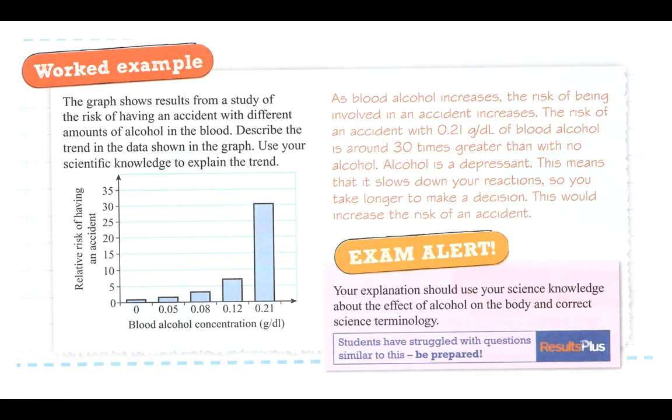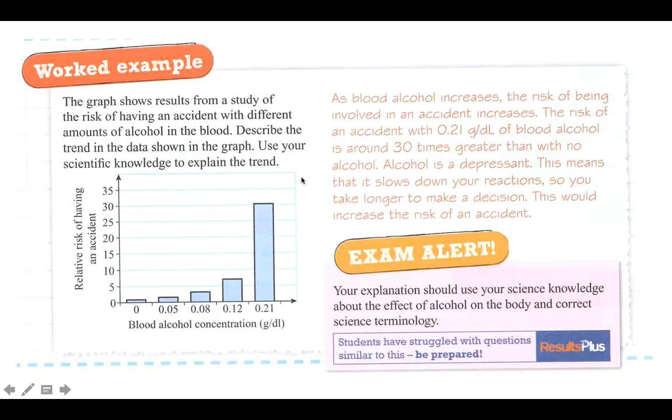Okay, so if we have a look at the answer that the pupil has put, it says, as blood alcohol increases, the risk of being involved in an accident increases. We can see that from here. As the amount of alcohol concentration in the blood goes up, the risk of an accident also goes up. Okay, we can see that there's a correlation.